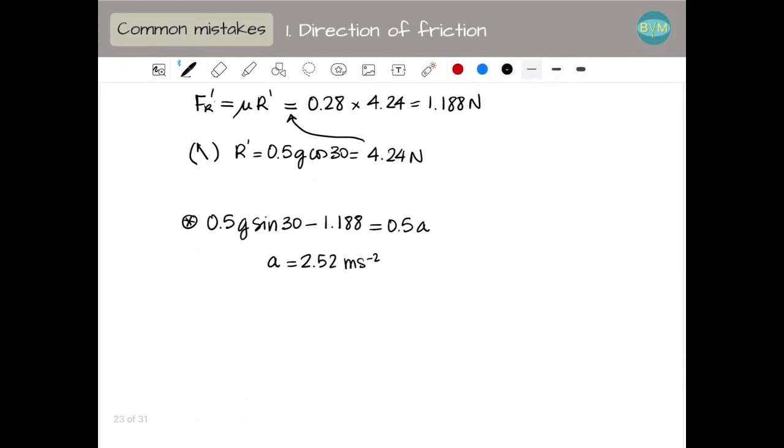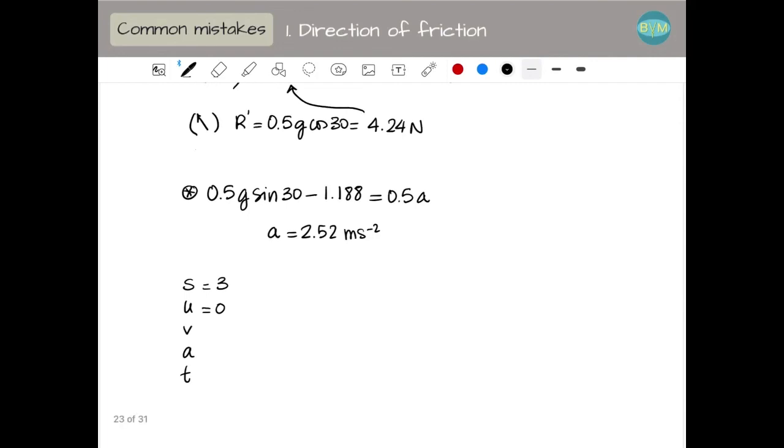So we can write what we know. Displacement is going to be 3 meters. Initial velocity is 0 because it starts from rest. Final velocity is what they ask. The acceleration is 2.52, and we don't need the time, and we don't know it. So I'm going to look for a SUVAT equation without t, right? From my 5 SUVAT equations, one without t.